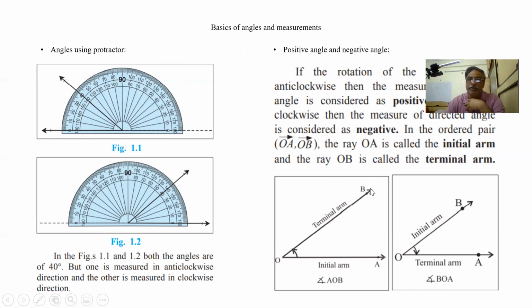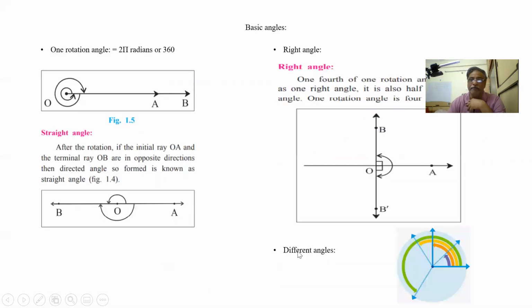So this is what is called the initial arm, this is the terminal arm, and this is the angle. If the angle is anti-clockwise, that means from positive x to positive y, we call it a positive angle. If it is on the negative side, we call it a negative angle. Suppose OA is going down, we call it minus theta. If it is up, OA to OB up, it is positive theta.